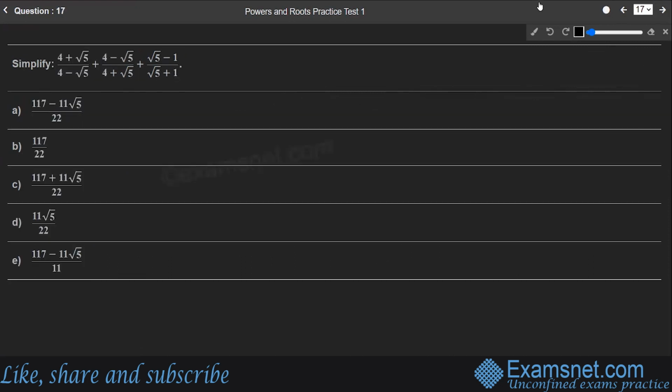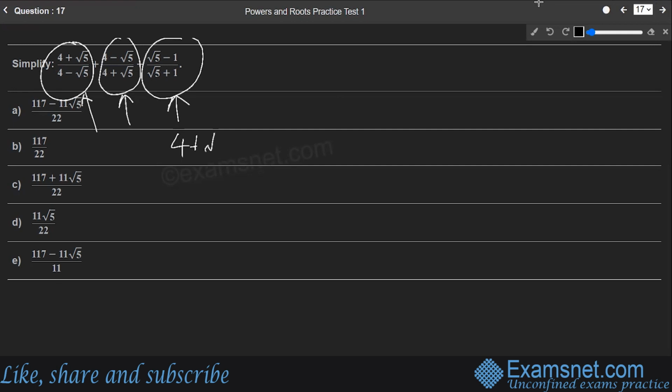Okay, question number 17. Simplify (4 plus root 5) over (4 minus root 5) plus (4 minus root 5) over (4 plus root 5) plus (root 5 minus 1) over (root 5 plus 1). In this situation, when we have got the under root on the denominator side, we are supposed to conjugate the terms. We have three such terms separated by plus, in which the denominator has got an under root, so we'll have to conjugate each.